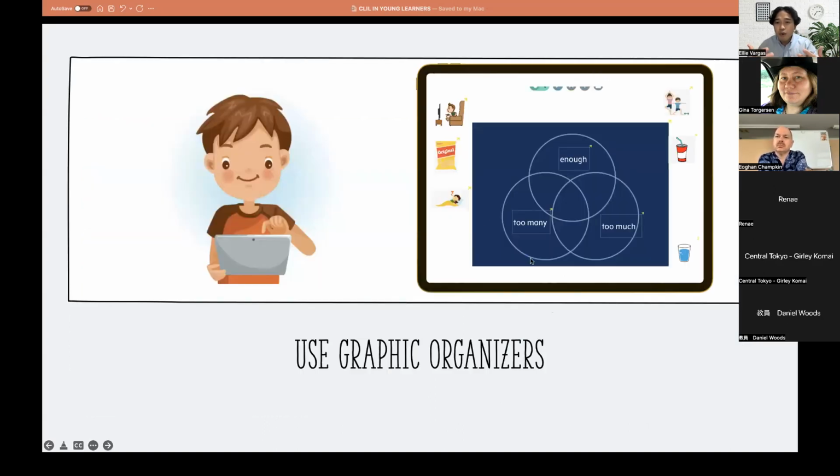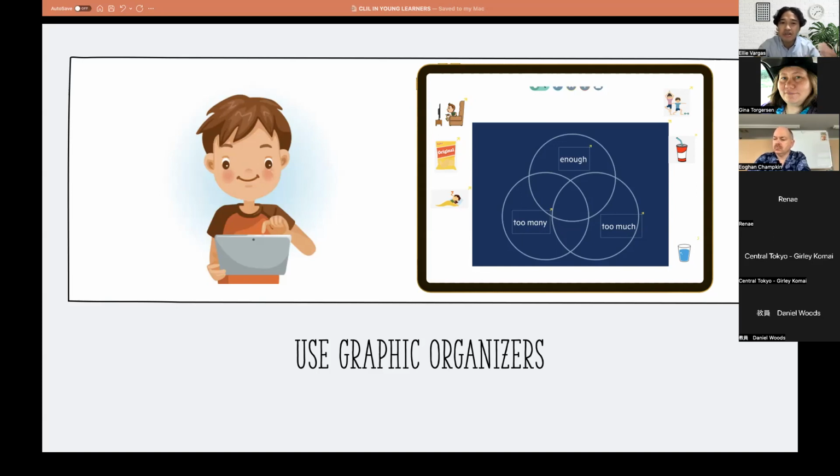And one principle of CLIL is using graphic organizers or using cognition. So they have to think, they have to transform whatever information they got from the text, or from the material that you give them. For example, this one we were learning about food. No, sorry, about physical fitness.